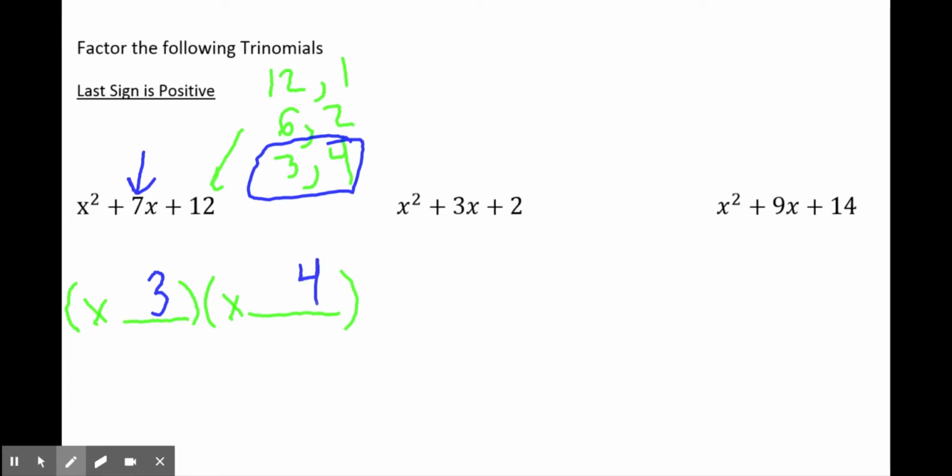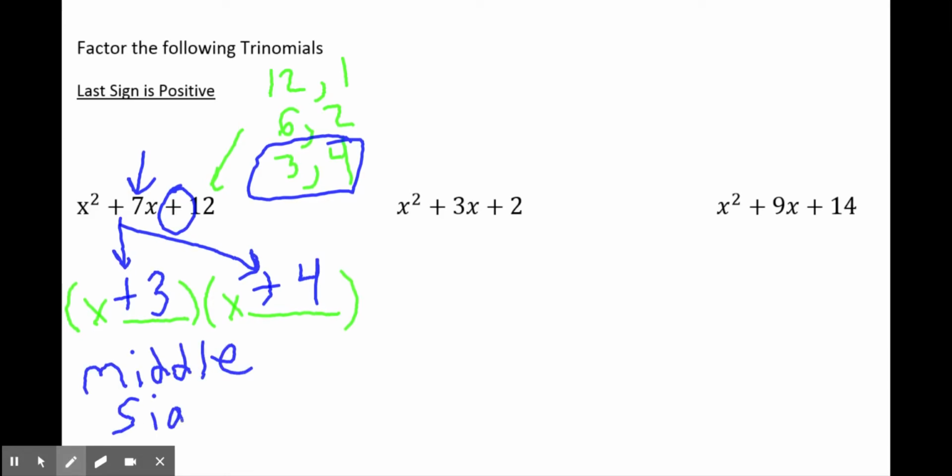We know that a positive 3 and a positive 4 when added together give you a positive 7. You can also think of it as if the last sign is positive, they both get whatever the middle sign is. So whatever the middle sign is, that's going to be the sign of the two numbers in your parentheses, only when that last sign is positive.